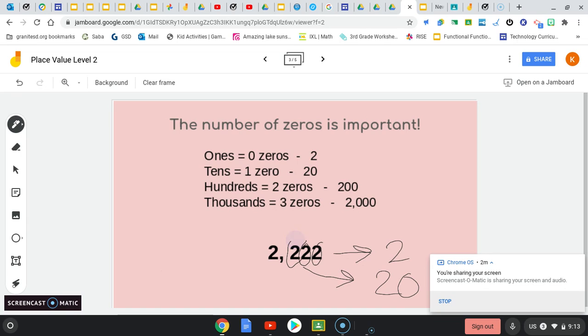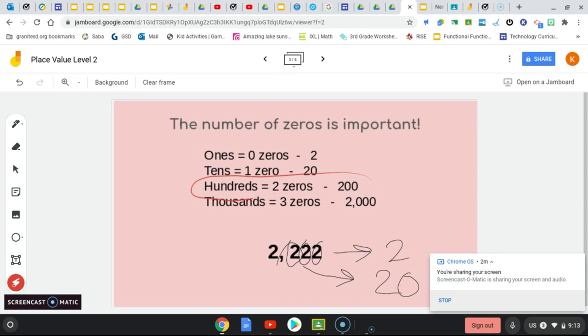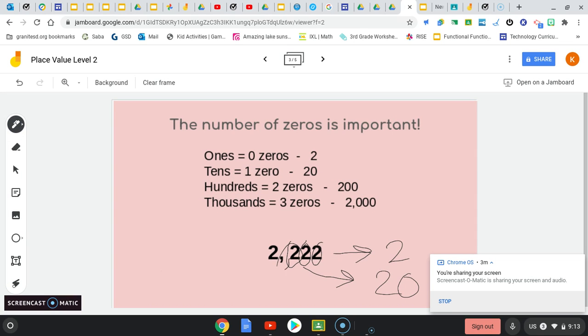Let's take a look at this 2, which is in the hundreds place. In the hundreds, we know we have to add 2 zeros to that digit. So let's write that over here. We're going to write our digit 2, and we have to add 2 zeros because it's in the hundreds place. So now we know that the digit in the hundreds place represents 200.